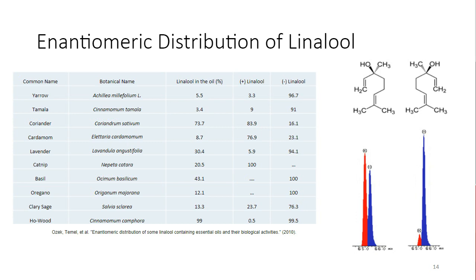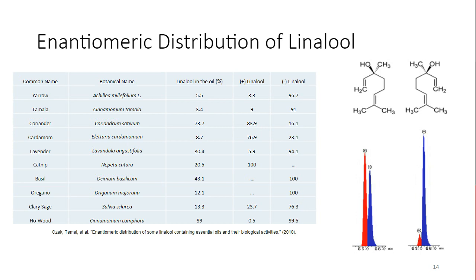However, if you have harvested clary sage oil and try to do some other experiment and destroy molecules, the chiral ratio could change. I will present that also. In coriander, D-linalool is 83.9% and L-linalool is 16.1%.